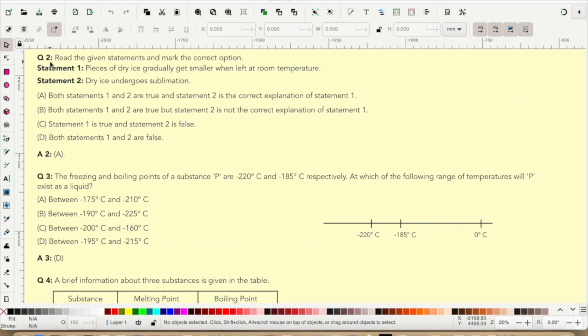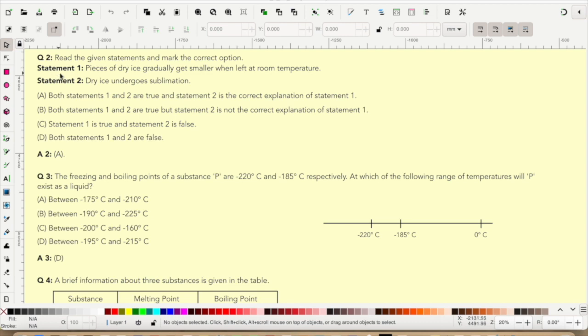Second question. Read the given statements and mark the correct option. Statement 1. Pieces of dry ice gradually get smaller when left at room temperature. Statement 2. Dry ice undergoes sublimation. When you read the options A, B, C, D, first you need to figure out whether statement 1 and 2 are true or false and statement 2 is the correct explanation of statement 1.